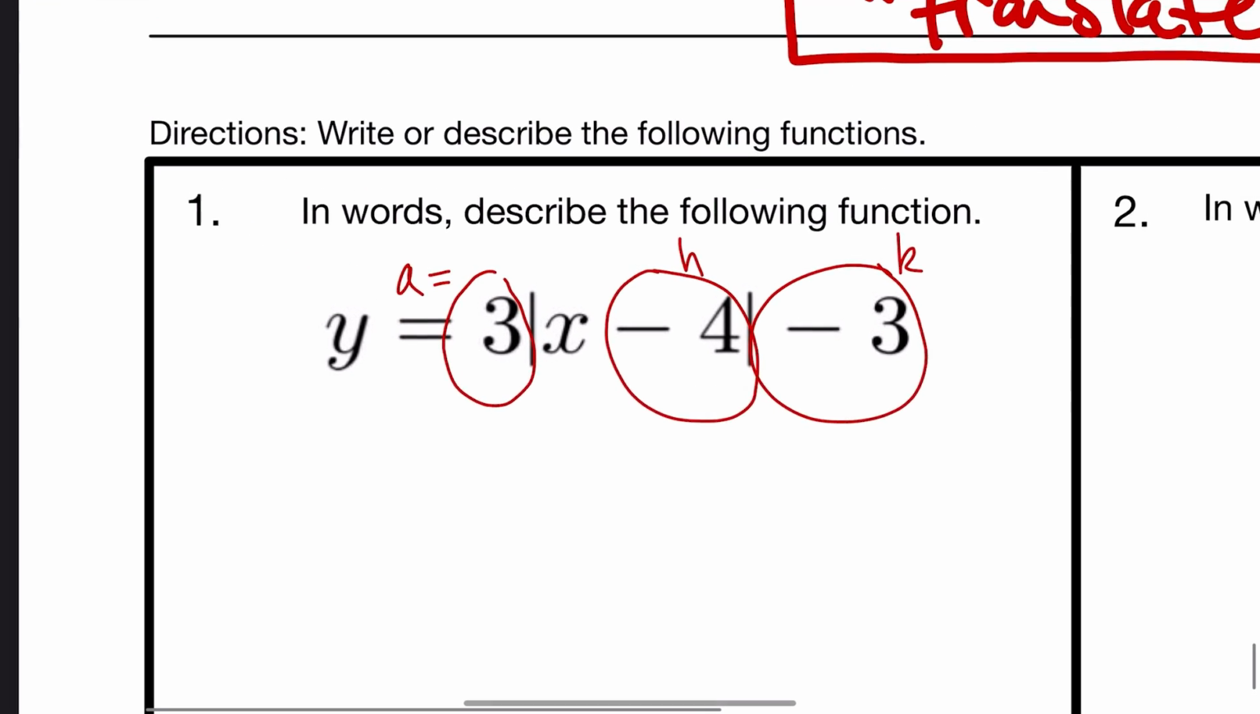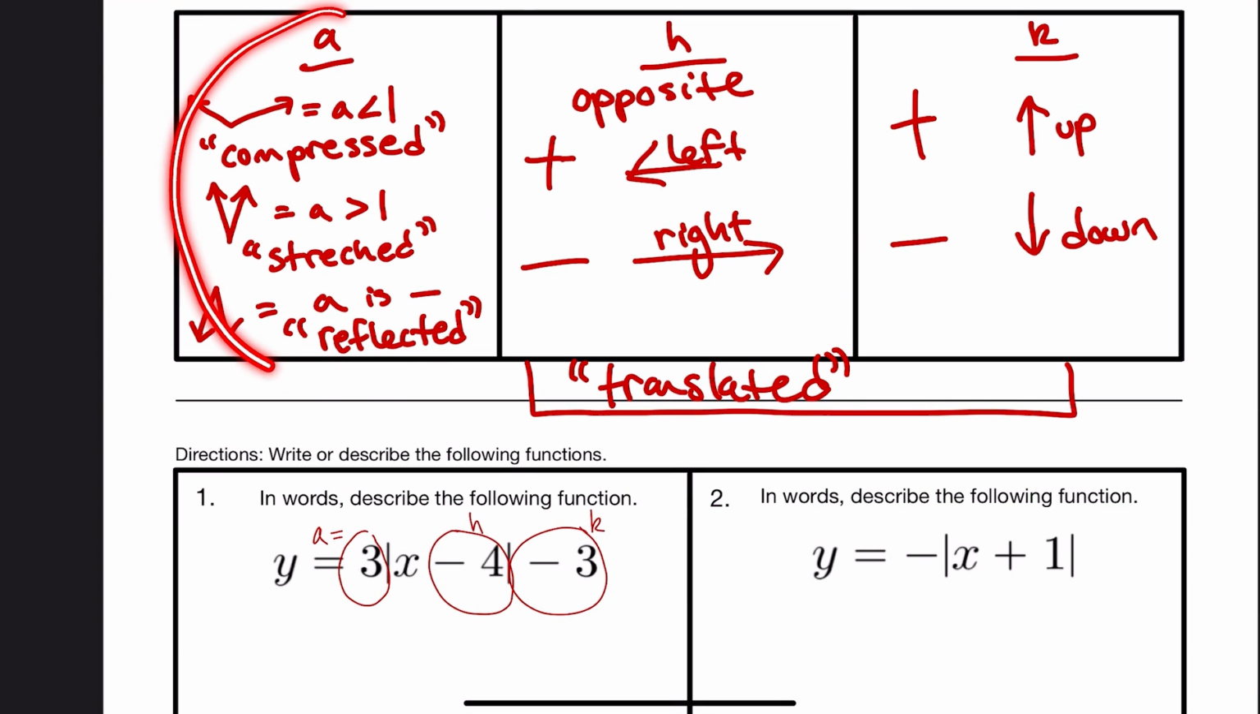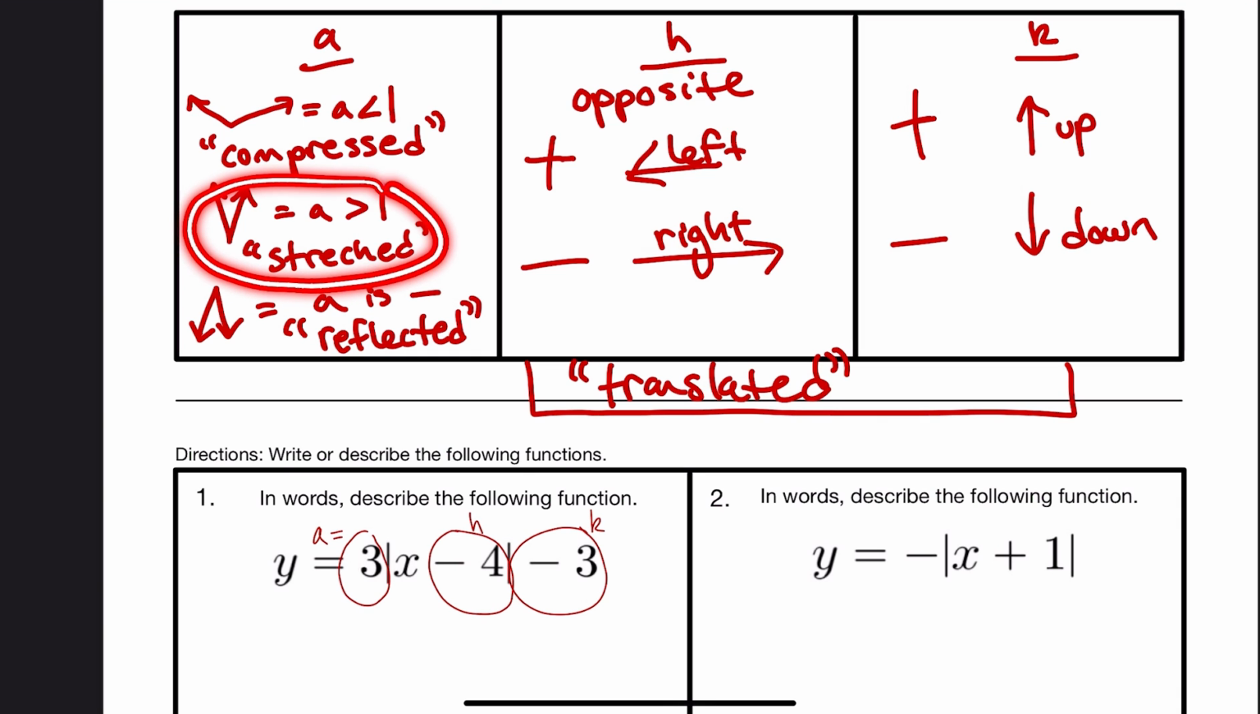So thinking back to up here, we had A. These are the words we can use to describe A. All right, so is A less than 1 here? No, this is 3. Okay, is A greater than 1? Yes, 3 is greater than 1, so that's okay. This is the word that we need. It is going to be thin and tall, so it's going to be stretched.